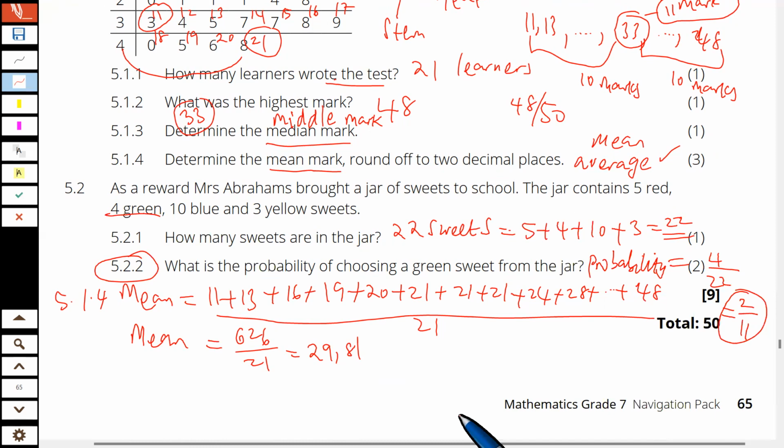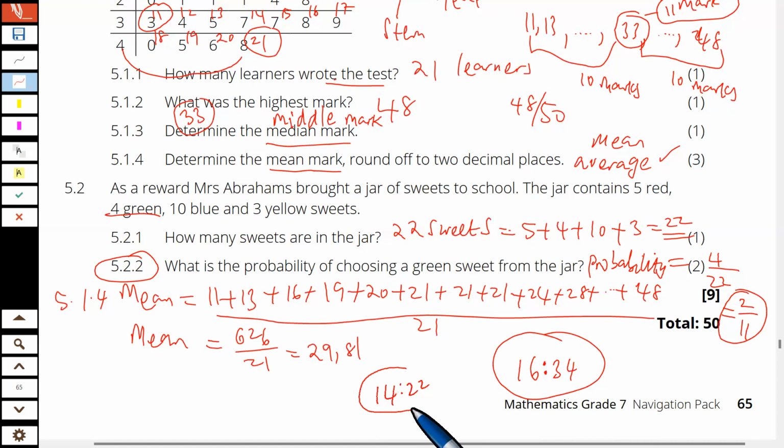Okay, and the time now. What is the time now? The time now is 16:34. That is the current time. What time did we start, Lindsay? 14:22. We started at 14:22. Well done. Thanks for remembering.